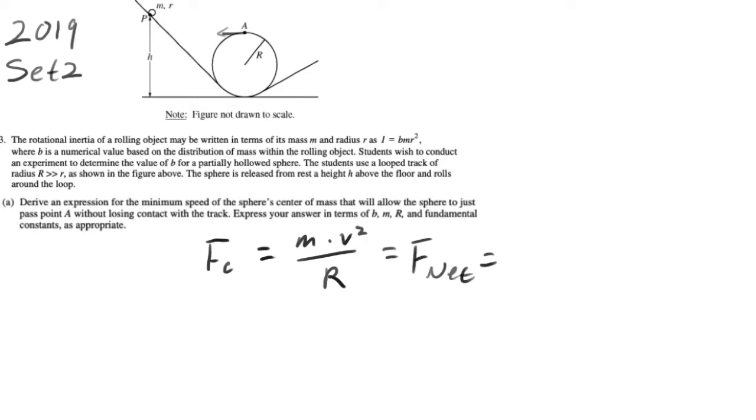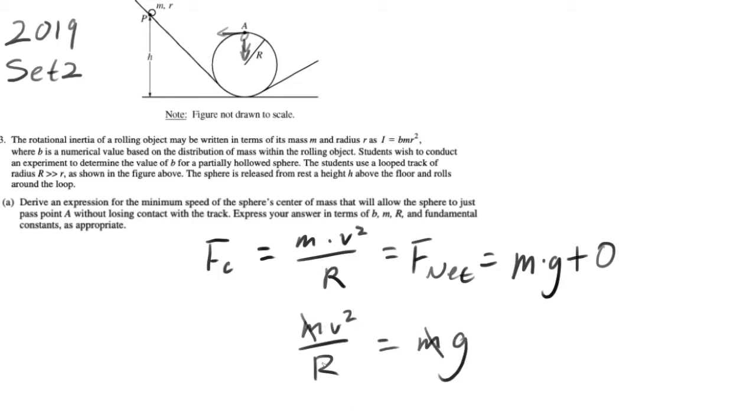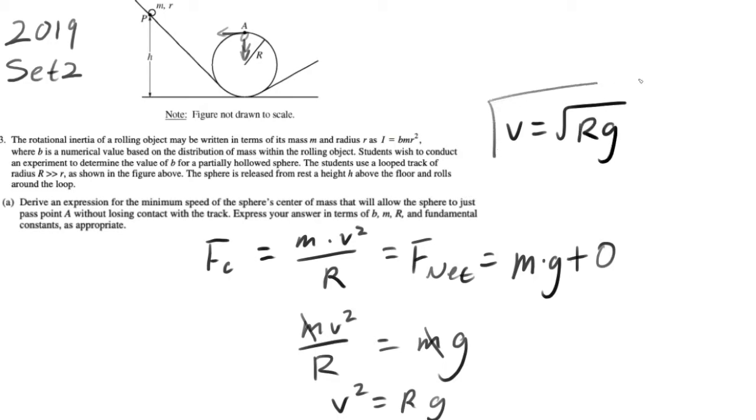So looking deeper into F net, we know that the sphere at point A will experience gravitational force and normal force, since it's touching the track. The gravitational force is just mg, but an important thing to note is that the normal force, since the sphere is just barely touching the track, is actually 0. But we're just going to choose the parts with variables in it. So mv squared over r is equal to mg. The m's cancel out, and you can move the r over to get v squared equals rg. So you take the square root of both sides to get that v equals the square root of rg. And that is your answer for part A.